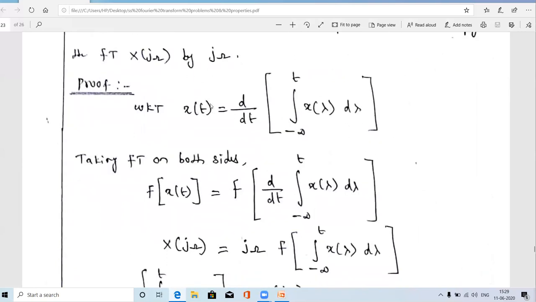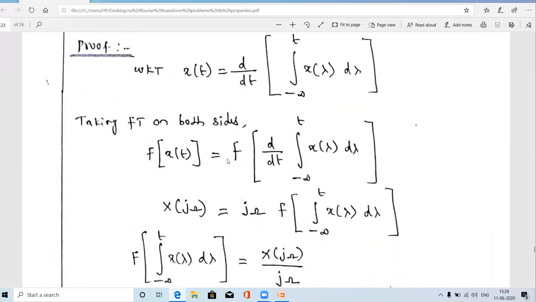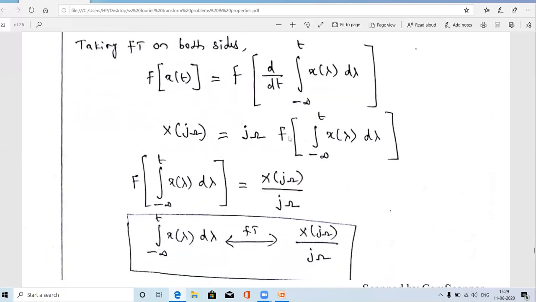Then for this term, we have to take the Fourier transform on both sides. Taking the Fourier transform of the left side, the Fourier transform of x of t equals the Fourier transform of this entire term. Now apply it to the first term, d by dt. As per the previous property, the Fourier transform of one-time differentiation is j omega into the Fourier transform of the entire term. From this, the j omega you give to the left side: j omega X of j omega divided by j omega equals the Fourier transform of this one.